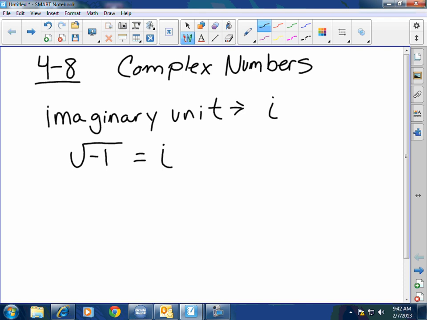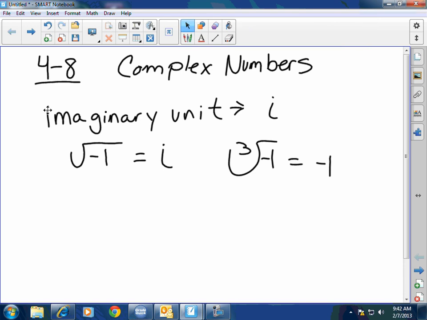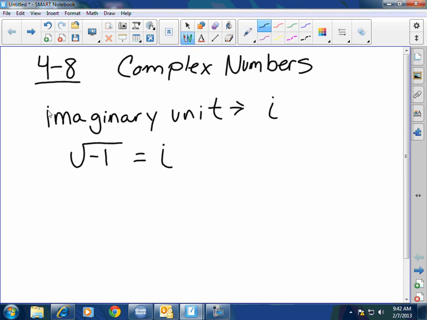So when you have a negative inside of a square root, notice the index here is a square root. If I have the cube root of negative 1, that's not imaginary. That just equals negative 1, because that is negative 1 times negative 1 times negative 1. But with square roots, when you have a negative value inside of a square root, you have what's called an i, an imaginary number.